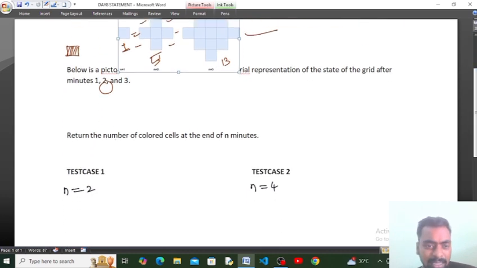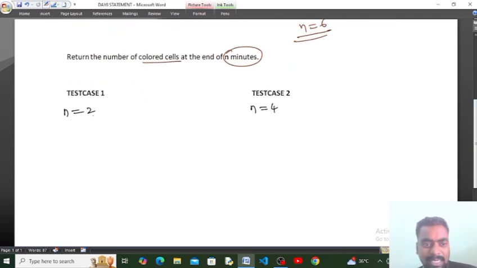Our target is to return the total number of colored cells at the end of n minutes. For example, n is 6. It means after 6 minutes of time, what is the total number of cells that we colored? That count we have to print. That is our task. For better understanding, let us look at test case 1.